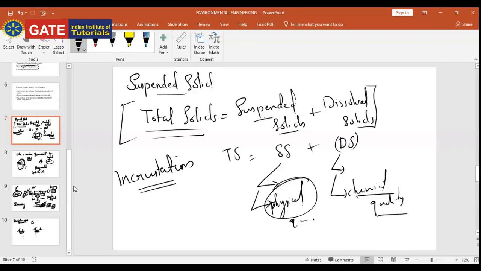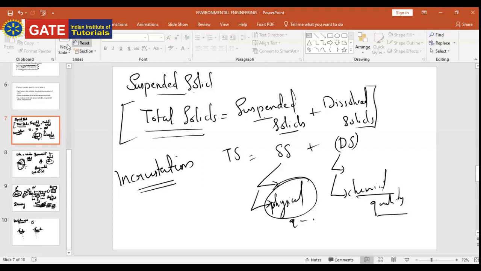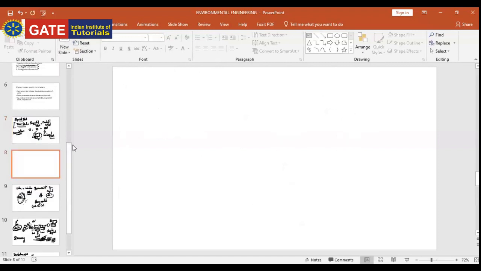I haven't discussed this in the last class. Okay, I'm going to discuss it freshly. So this particular thing is something out of the box, so you have to think about it in that sense.